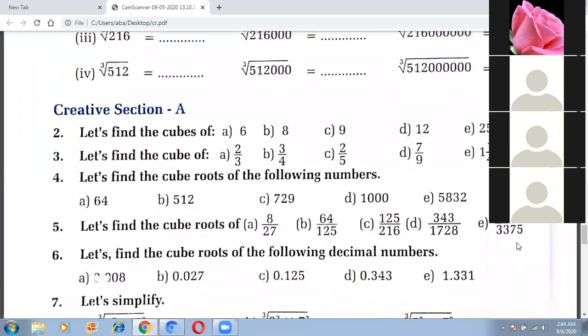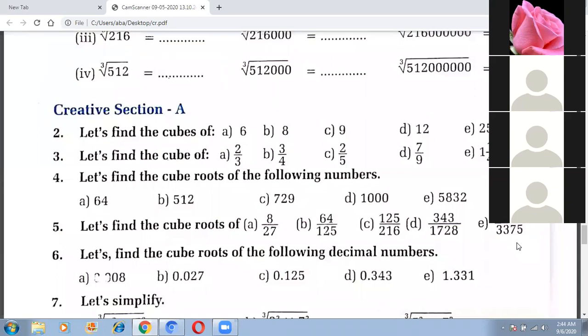Example number 2. The cube root of 5832 is done in your book, example number 2. Now question number 5.